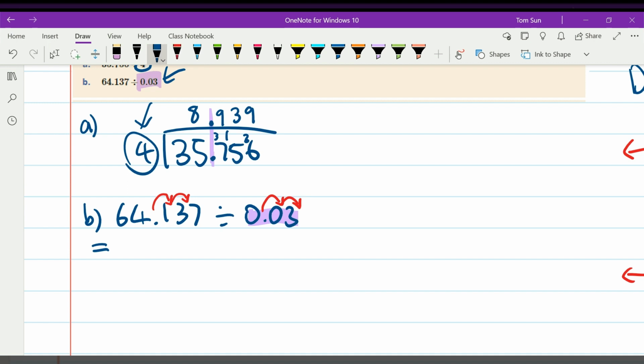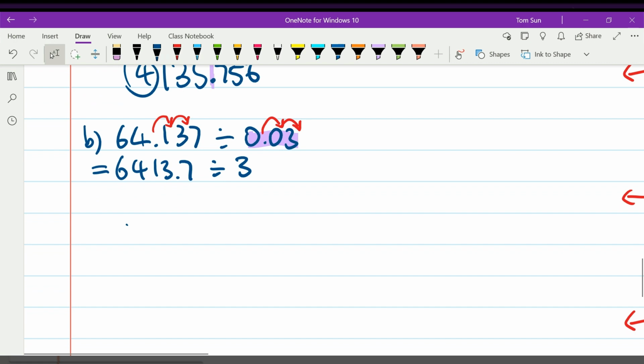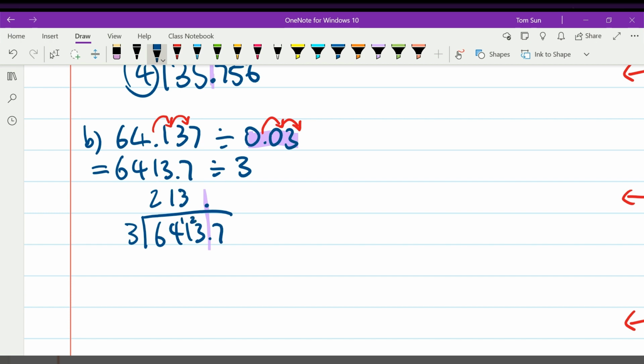If I do this, we actually create 6,413.7 divided by 3. We've just created this because now 0.03, after moving the decimal point twice, becomes 3, and we can start the problem straight away, just like the problem that we had before. Remember, the decimal points have to line up. I'm going to put that here, and we just do the problem. 3 goes into 6 twice, 3 goes into 4 once with a remainder of 1, 3 goes into 11 3 times with a remainder of 2, 3 goes into 23 7 times with a remainder of 2, and then 3 goes into 27 9 times.